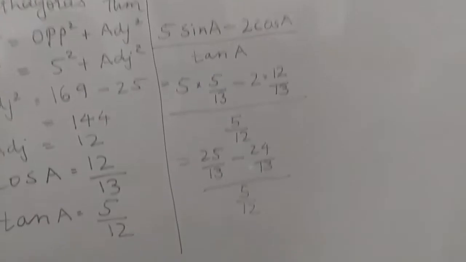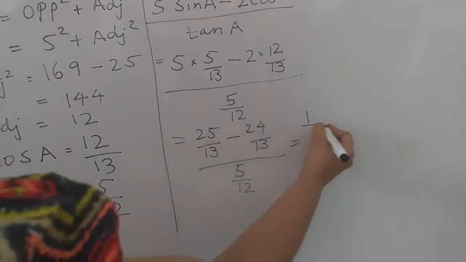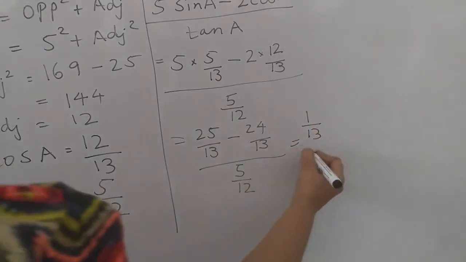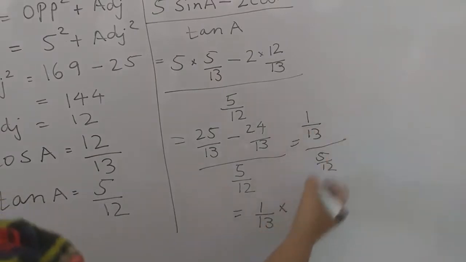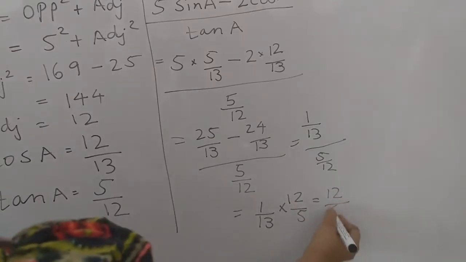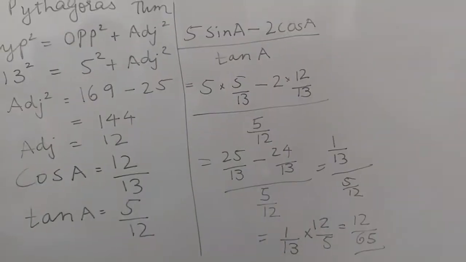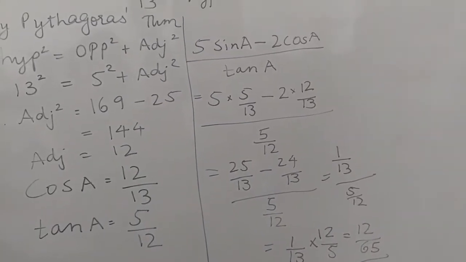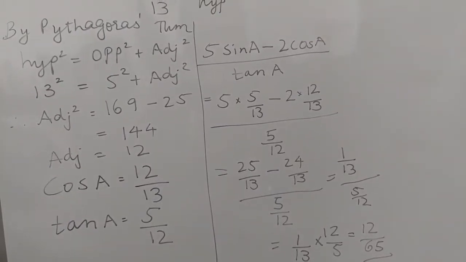Now we solve our numerator because denominators are same. So 25 minus 24, 1 by 13 upon 5 by 12. Now we solve this by taking reciprocal. So 1 by 13 as it is, multiplying and taking reciprocal 12 by 5. So this is 12 by 13 5s are 65. This is our final answer, question number 18. So you can see students, this is very simple. Once you remember the ratios sine, cos and tan, you can find your answer.